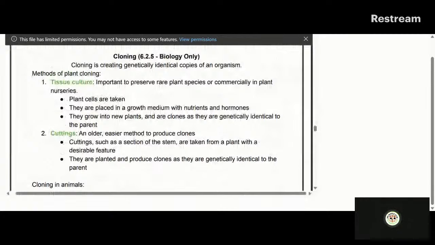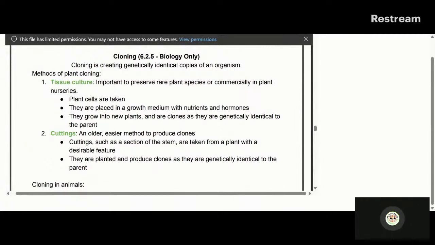So tissue culture is when you have a few plant cells, and what you're going to do is put them in a little petri dish, or what they call growth medium. It has all of these hormones, and what it does is these tiny little cells grow into plants and new exact copies of the parent plant. These plants can be made really quickly in very little space, and they are not dependent on the conditions it's growing in, which is why they're really useful.